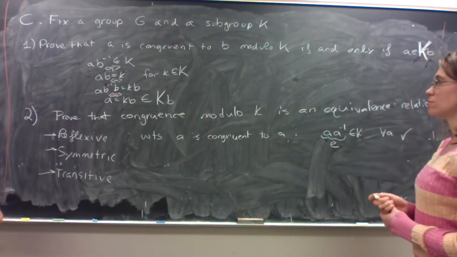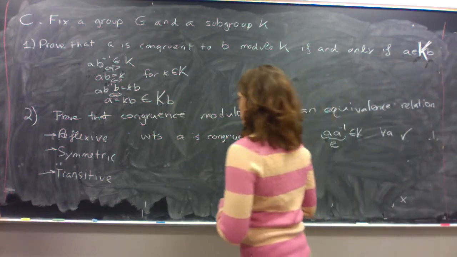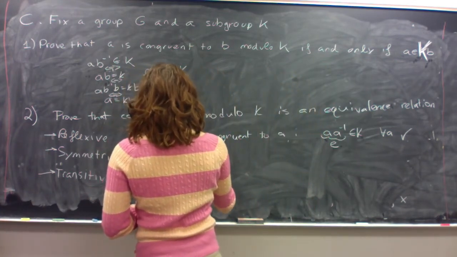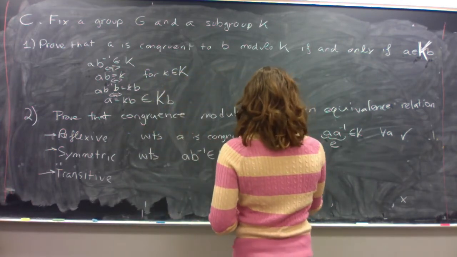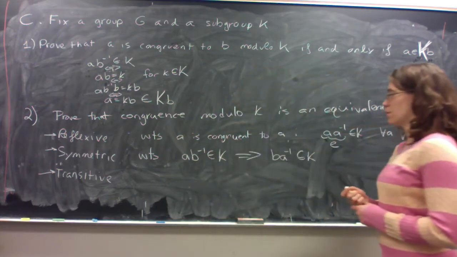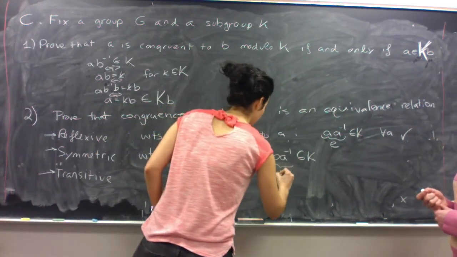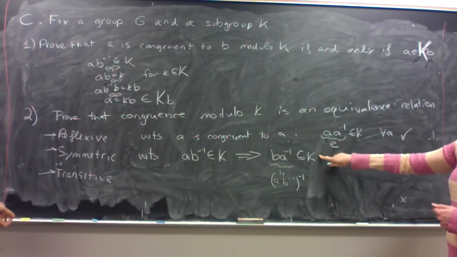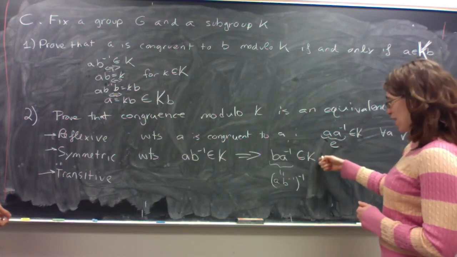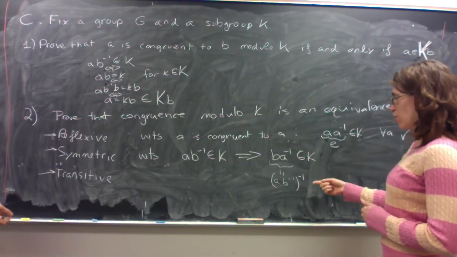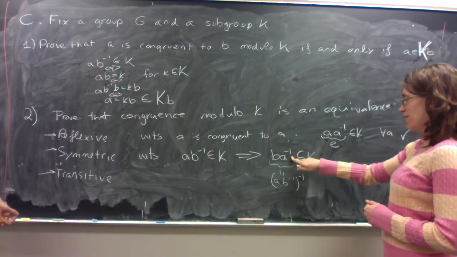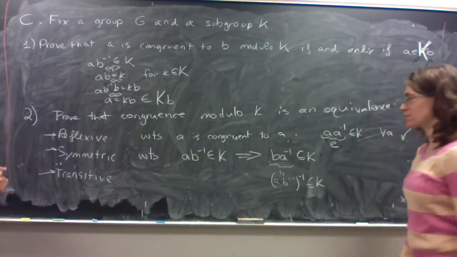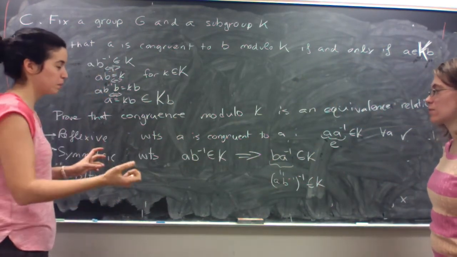Okay, symmetric means that if A is congruent to B, then B is congruent to A. If A is congruent to B, that means AB inverse is in K. We need to show that this implies that BA inverse is in K. But BA inverse is the inverse of AB inverse. And again, K is a subgroup, so every element of K has an inverse. So what we just showed is that BA inverse is the inverse of AB inverse, and we know AB inverse is in K. So we're good.